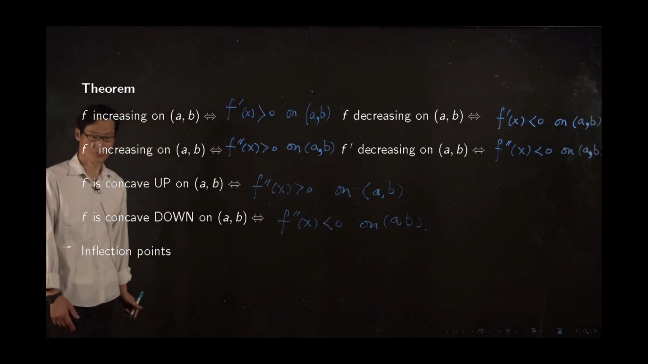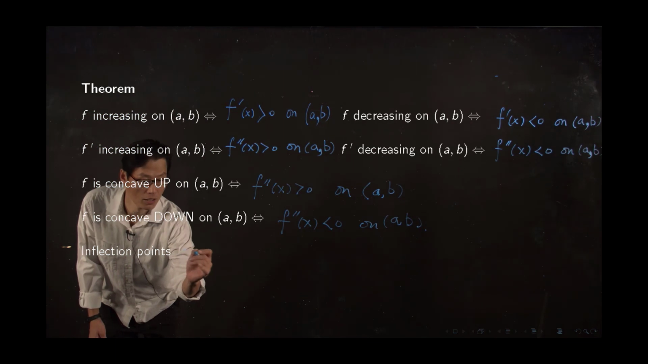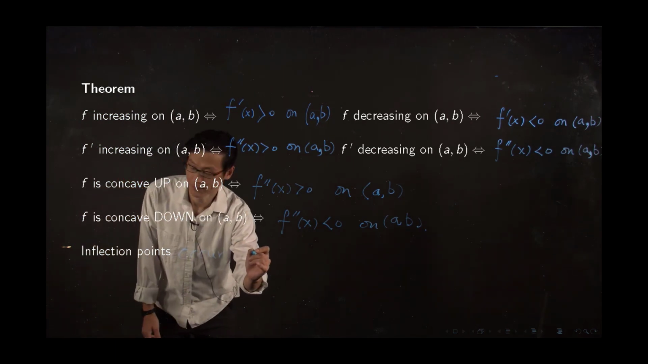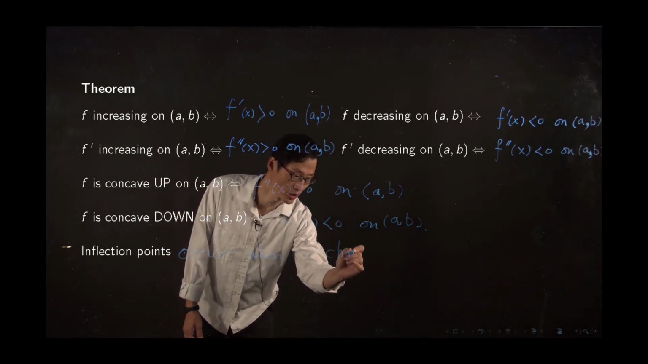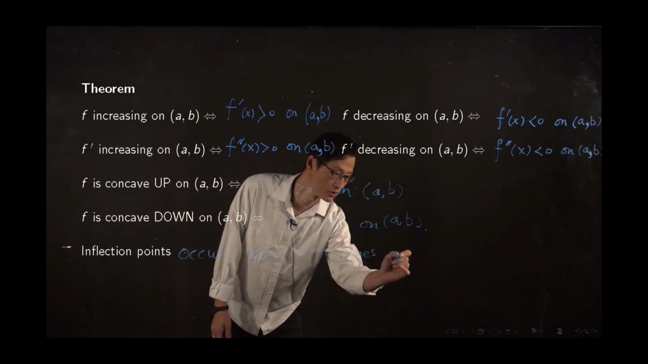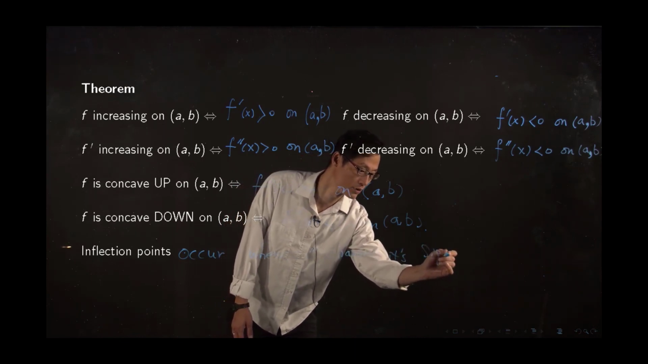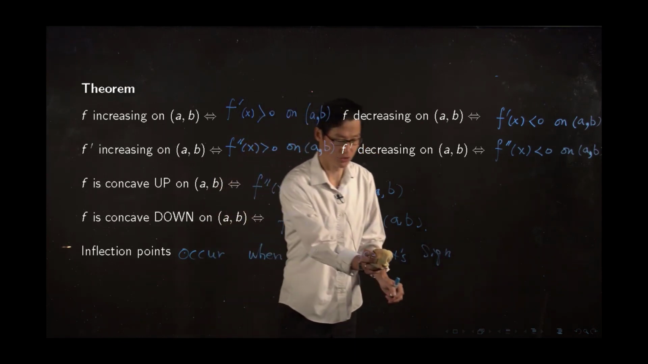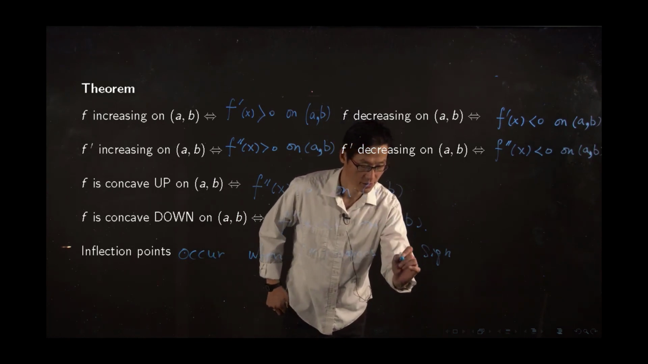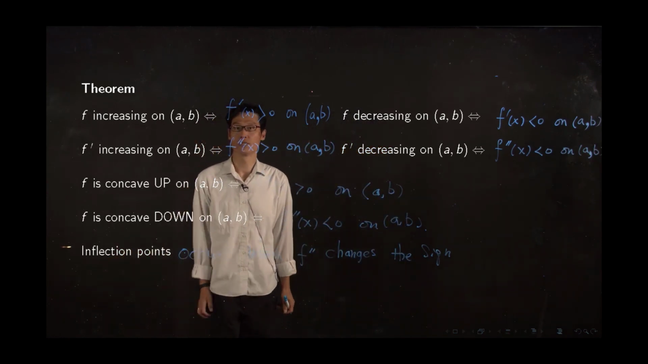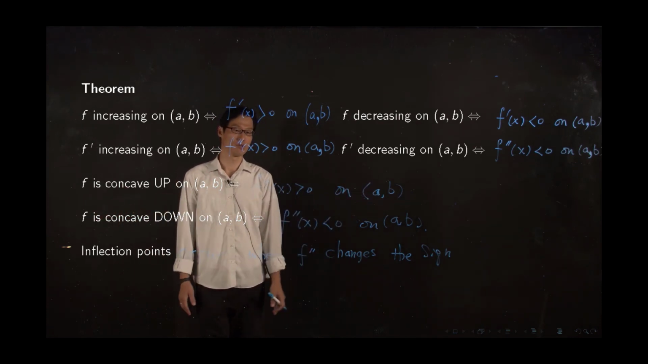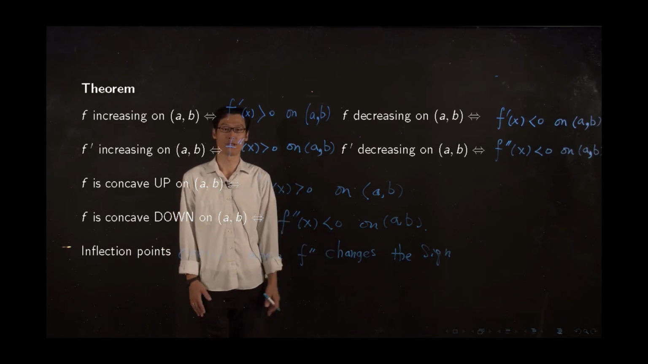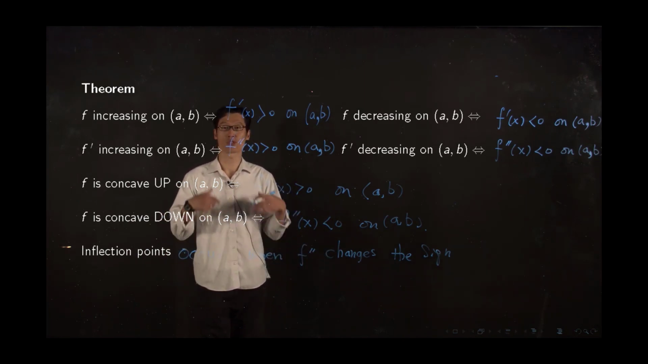And inflection points occur when f double prime changes its sign. So whenever f double prime changes sign, the original function f has an inflection point. So let us use this observation and theorem throughout the section. We will use this observation to sketch the graph and describe the behavior of the function.